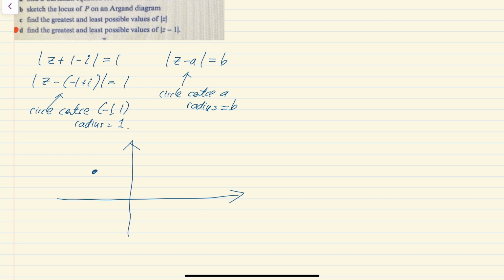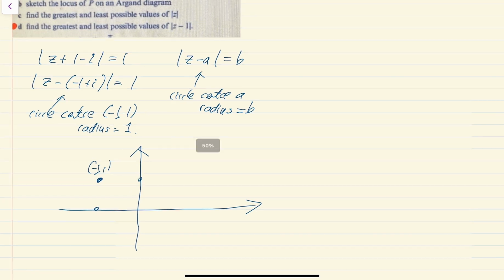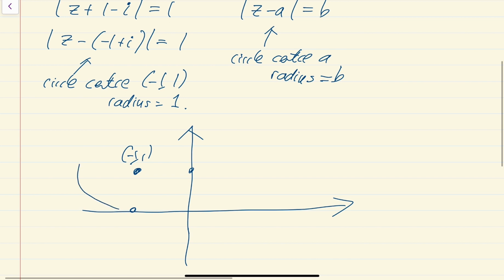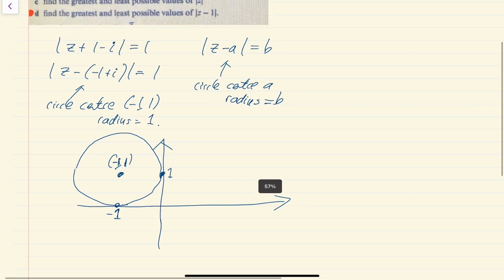And it has a radius of 1. A radius of 1 means it's going to touch here and here. Bear with me as I draw a very bad circle. Very bad circle indeed, but that's roughly what it's going to look like. It's going to touch the positive imaginary axis at 1, and it's going to touch the negative real axis at minus 1. So that's what you've got.